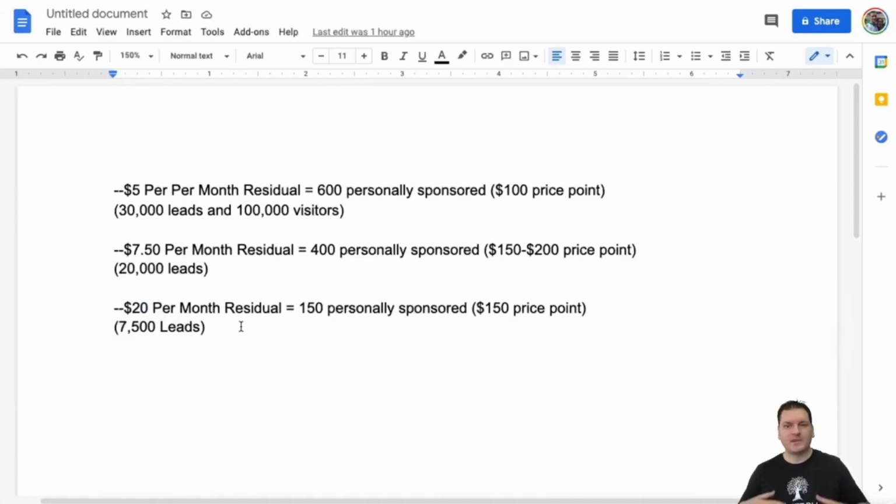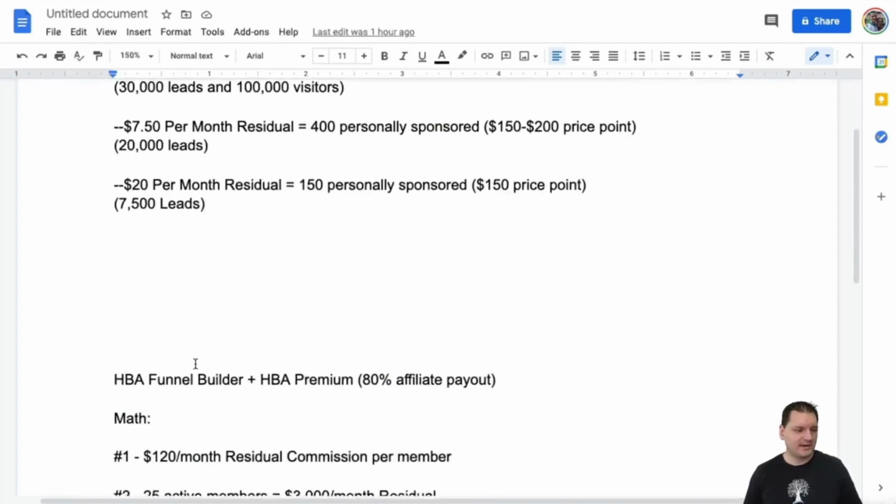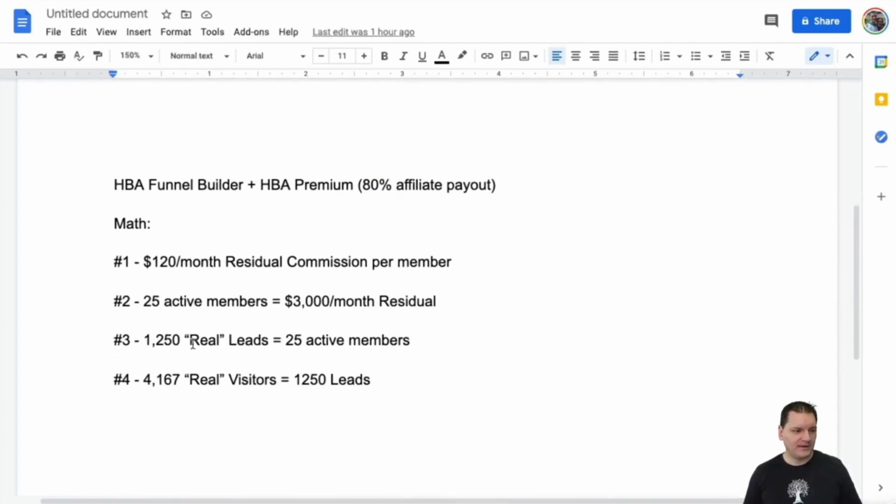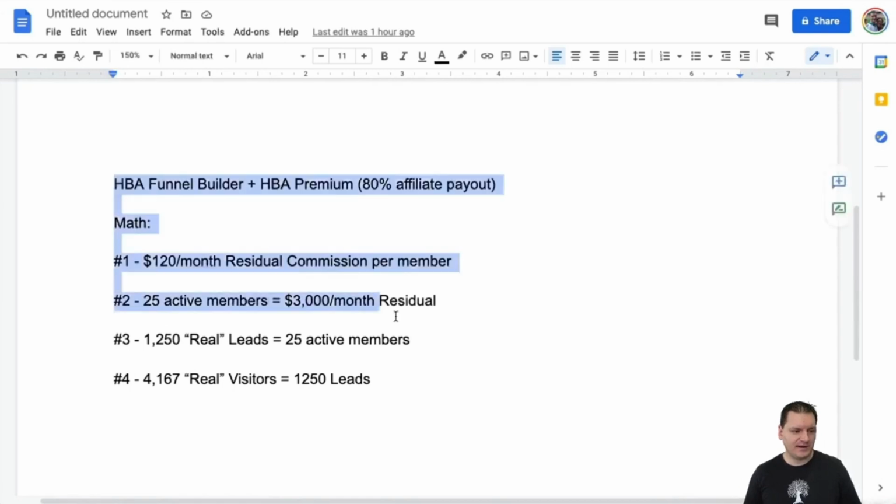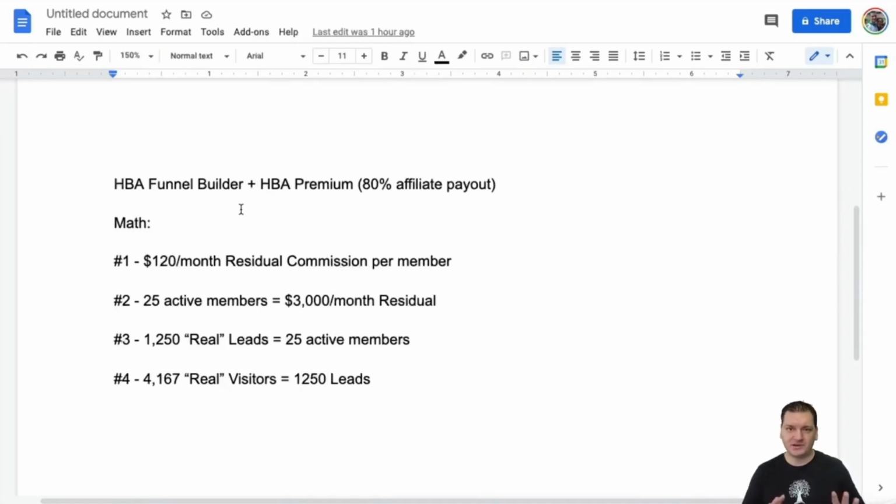So now, on this page, I'm going to show you a program that pays out 80% commissions. And let me show you the math on that. So our company has this right here. This is the math for our company. And we're going to continue this formula, but I just wanted to show you a counter example of something that can get you to your goals faster.